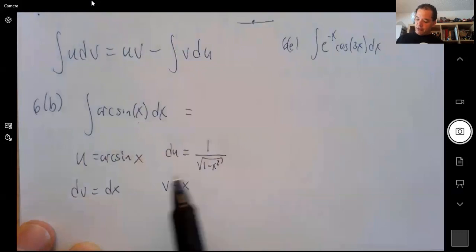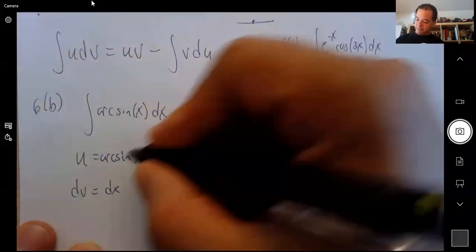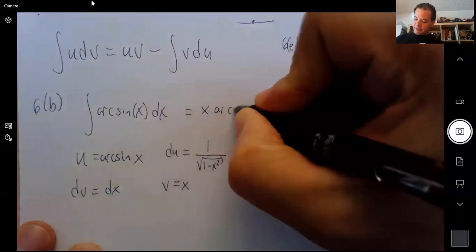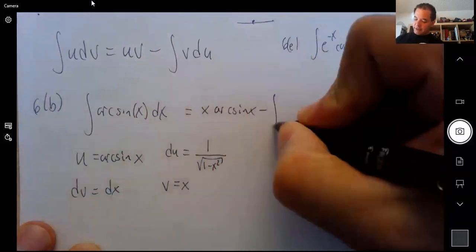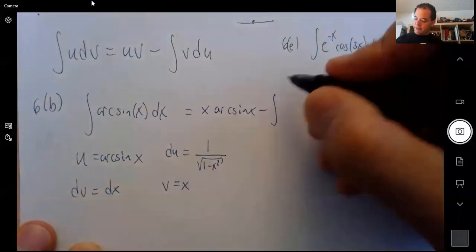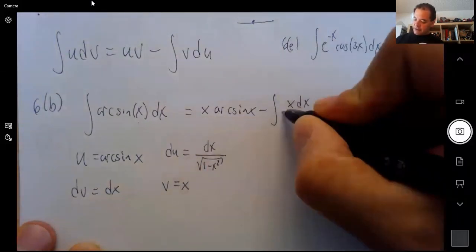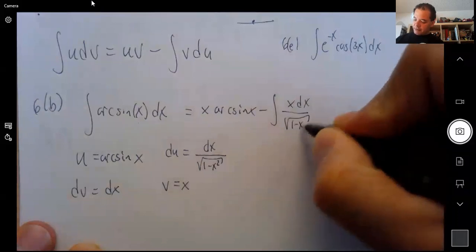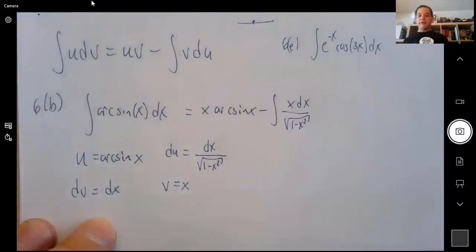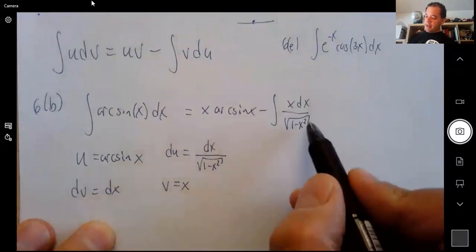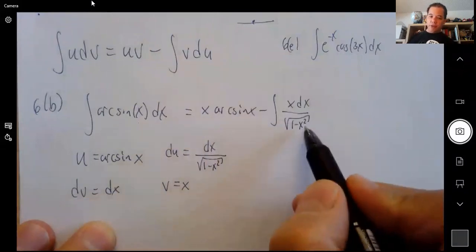So for this one, you do u times v. That's x arcsine x minus the integral of v du. And that one is x dx divided by the square root of 1 minus x squared. And now the good thing is that this one you can do by a u substitution, right?